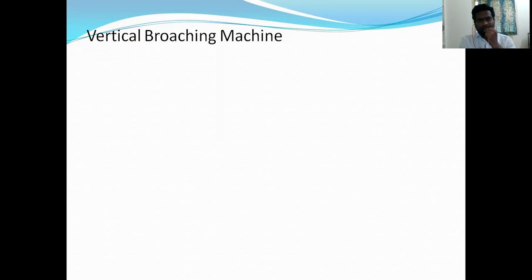Before going to discuss today's session, what we have learned in yesterday's session will be recalled. After that, we will move into today's topic. Yesterday we started with broaching machines and types of broaching machines. In that, we have different types of broaching machines.